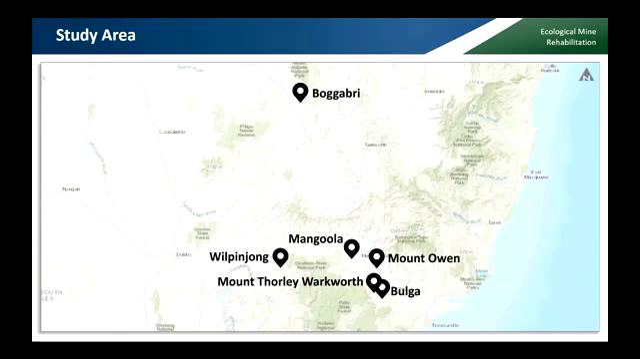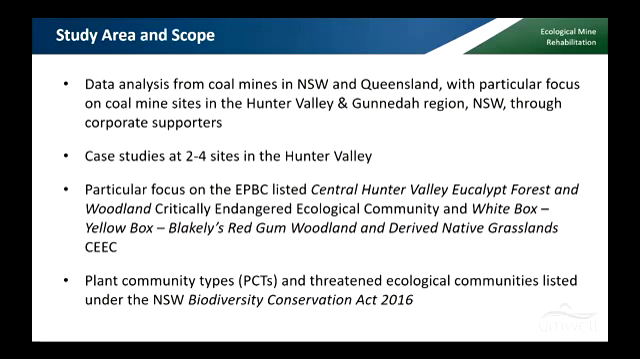We'll be focusing primarily on Mangoola mine, which is where Carmen spoke about previously. We'll have a particular focus on the central Hunter Valley eucalypt forest and woodland, and the white box, yellow box, Blakely's red gum woodland and derived native grasslands, both listed as critically endangered under the EPBC Act.